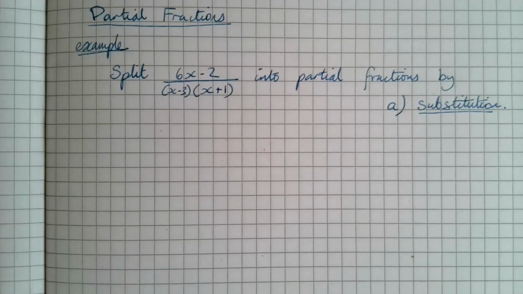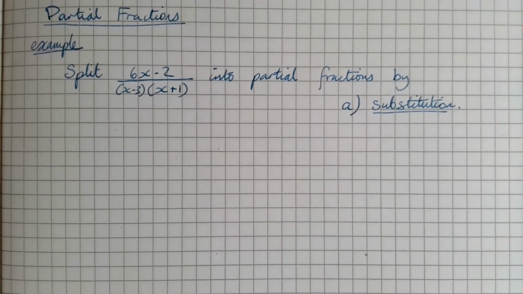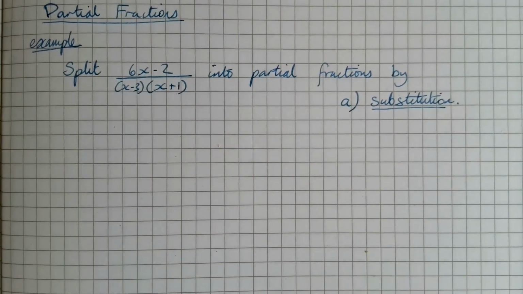Right, okay, so partial fractions. Here we go. Here's your first example. We're going to split (6x - 2) over (x - 3)(x + 1) into partial fractions. There are two ways we're going to do it. We're going to do it by substitution first of all. I'm going to show you two different ways you can get to the same answer. This is important because although in an exam you don't have to use both of them, sometimes one is a bit easier, sometimes the other is. It's always good to know both. So we're starting off with substitution.